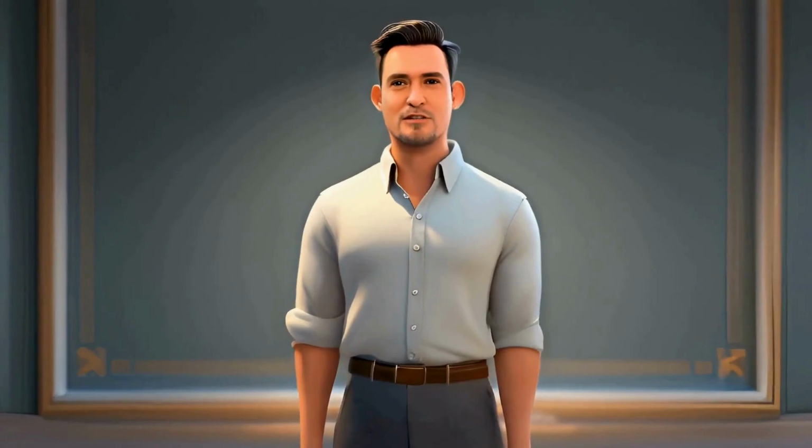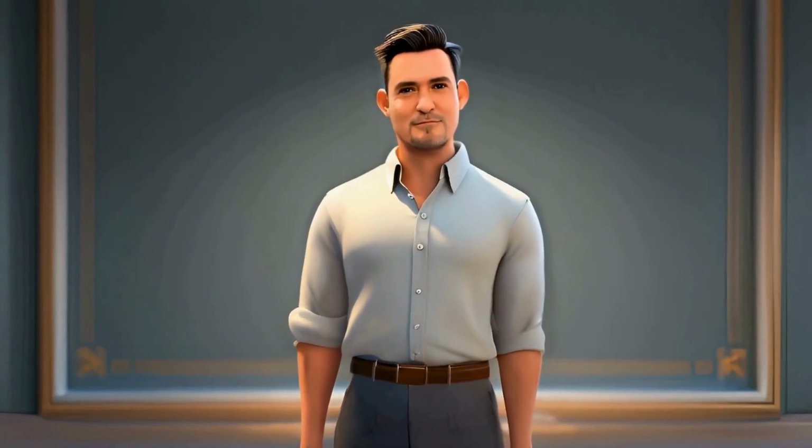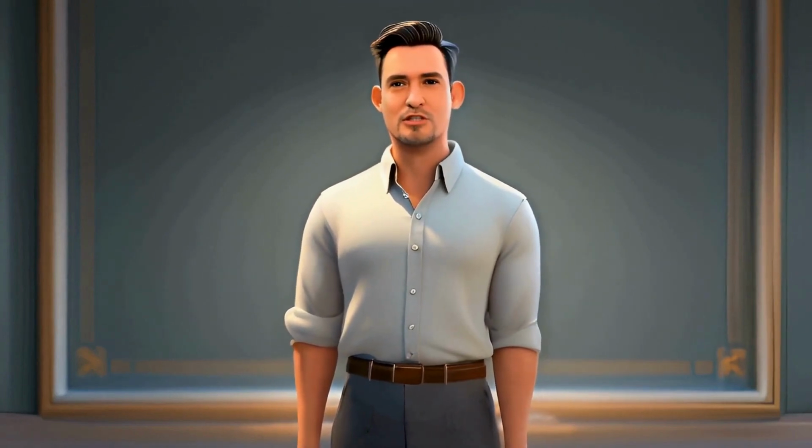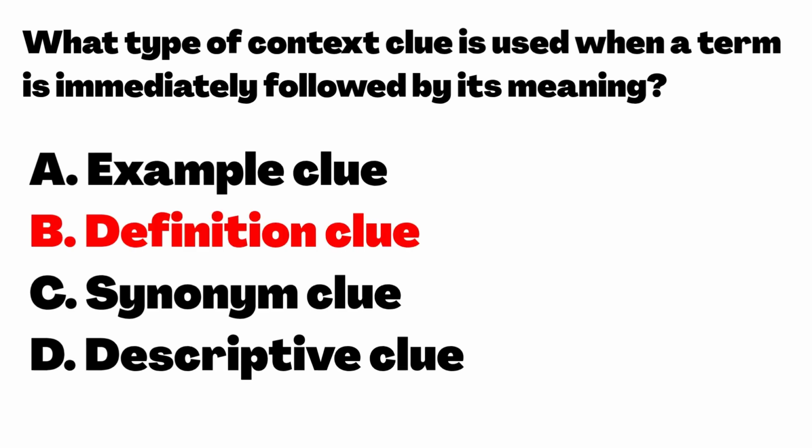Let's check for understanding. Carefully read the following questions, pause the video, determine the best answer for each, and then restart the video to check your answer. What type of context clue is used when a term is immediately followed by its meaning? A. Example clue. B. A definition clue. C. Synonym clue. D. Descriptive clue. The correct response is B. A definition clue.